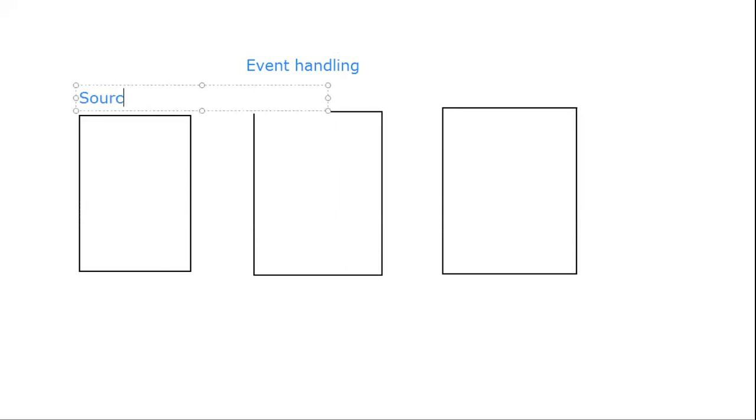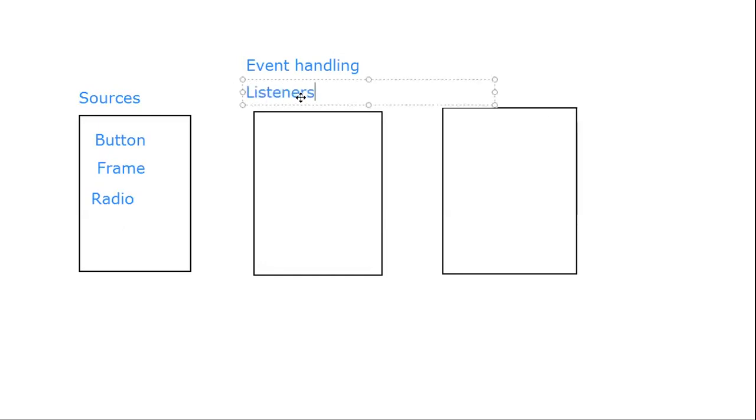Source means who generates the event. For example, an event may be generated by a button, or by the frame window itself, or by a radio button. Okay, so these are the sources. A lot of sources are available. Now the second part of the event handling mechanism, or event delegation model, is called the listener.